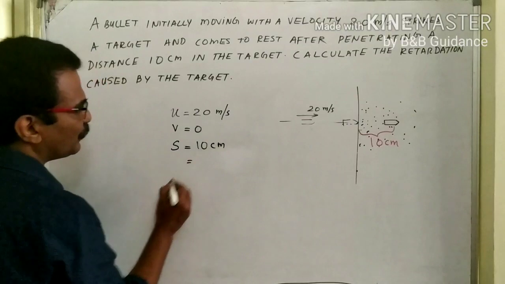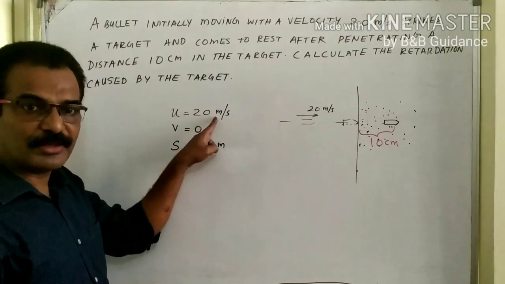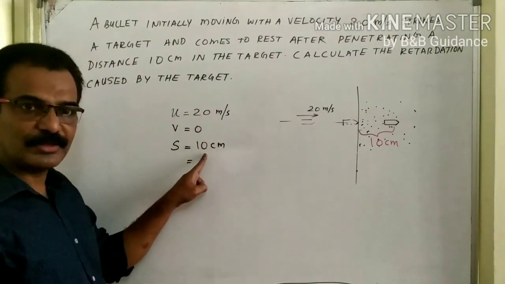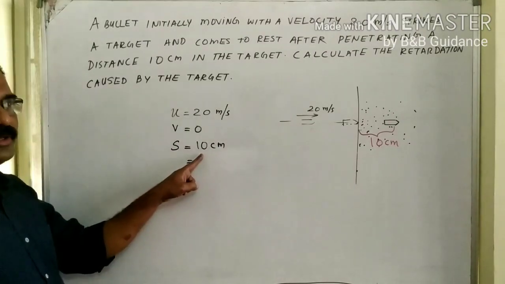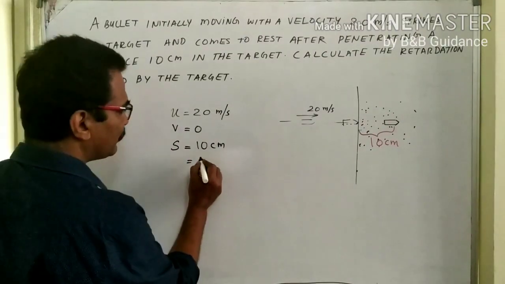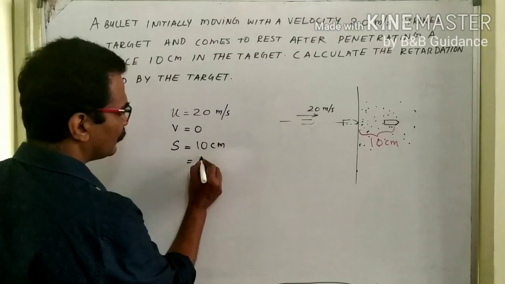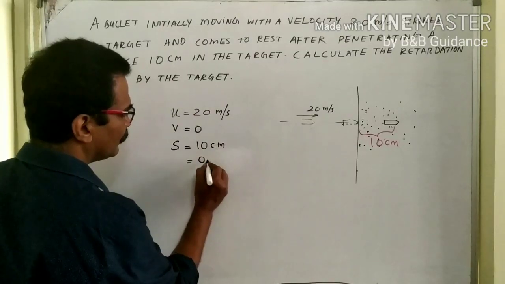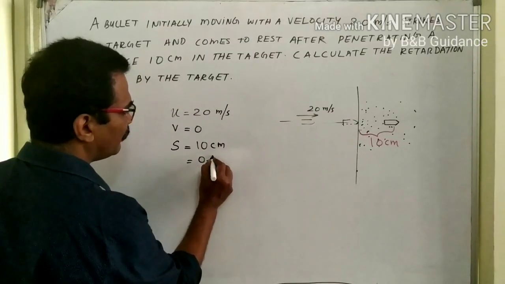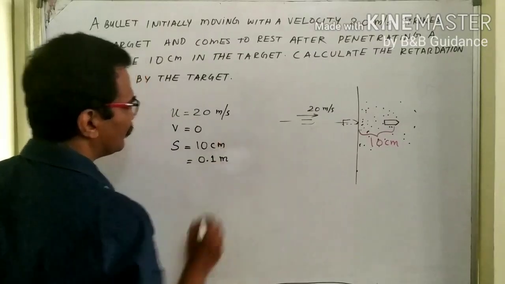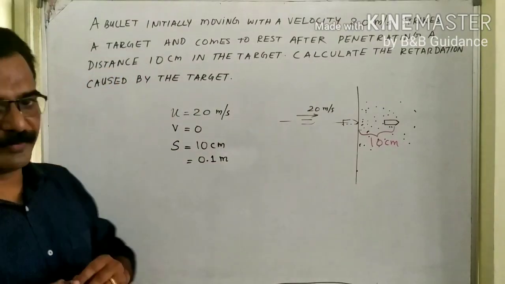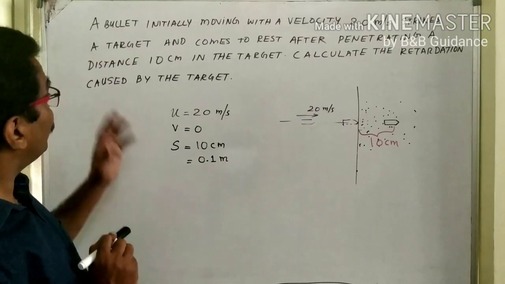But one small issue is there. This is in meter per second, the SI system. This is the CGS system. So convert this into the SI system. Divided by 100, then 0.1 meter. Okay, very good. Anything else is there? No.